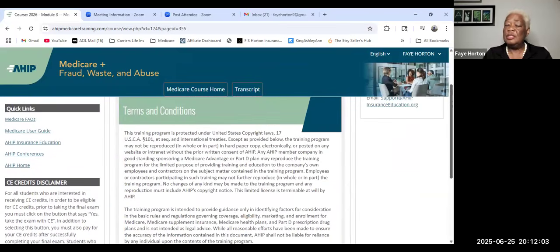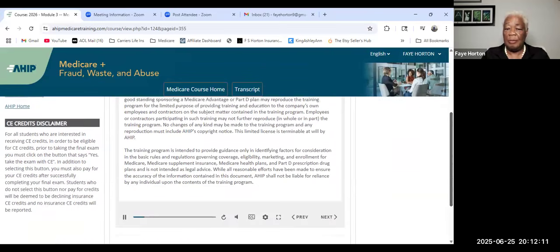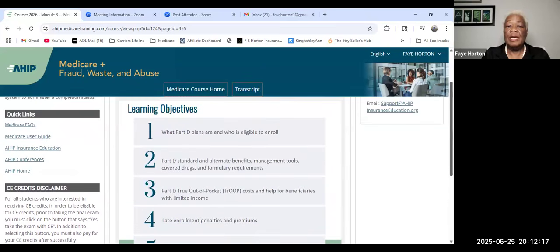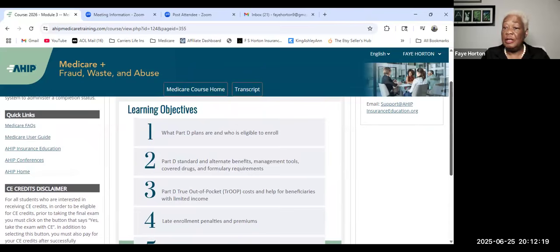The terms and conditions are the same in every module. Of course, this information is copyrighted. We can't change it. It is what it is. So you're learning, there are 5 learning objectives for Module 3.